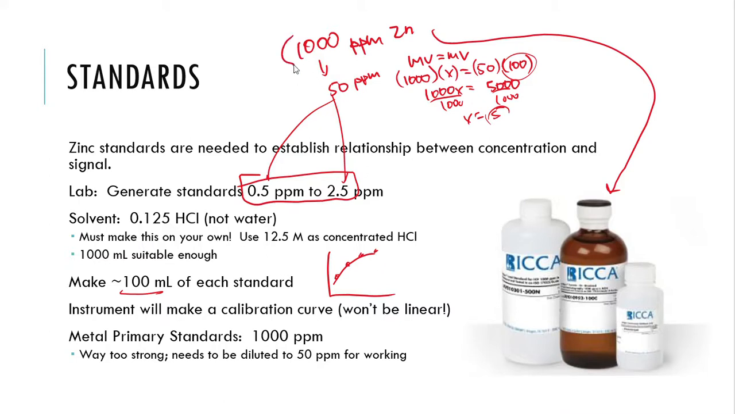All right. So there's the kind of process of making the standards. We start with 1,000, we make a 50. From the 50, we go through and we make the other series the way the directions tell us to make them. I do not use water to dilute to the line. I use a 0.01 or 0.125 hydrochloric acid in order to do this.